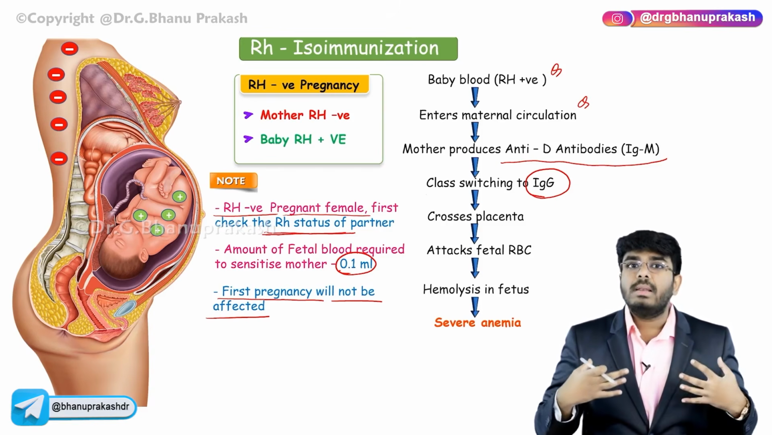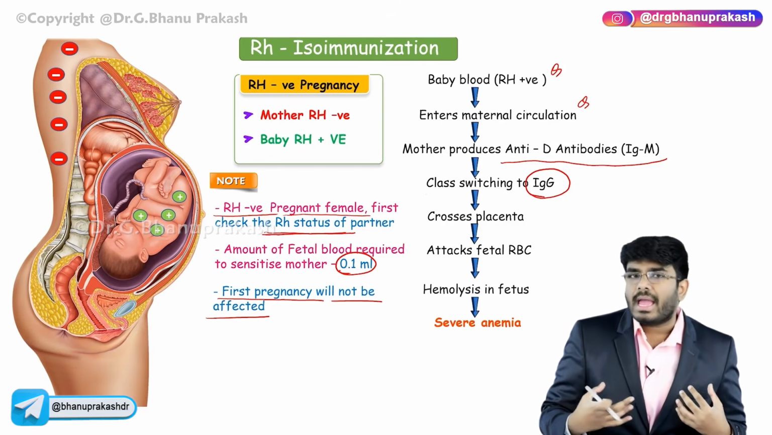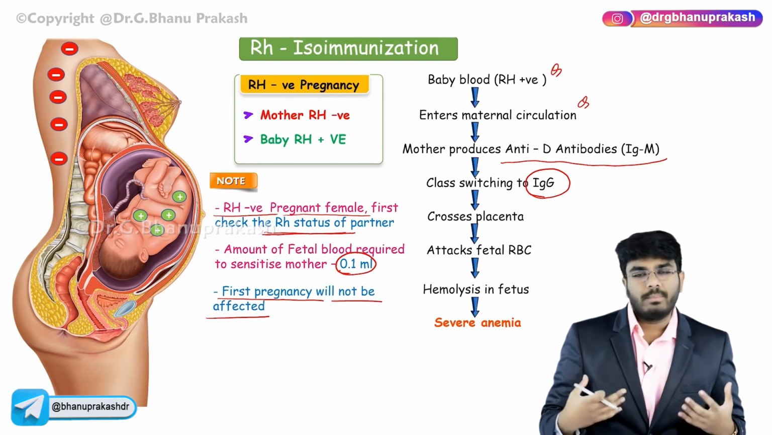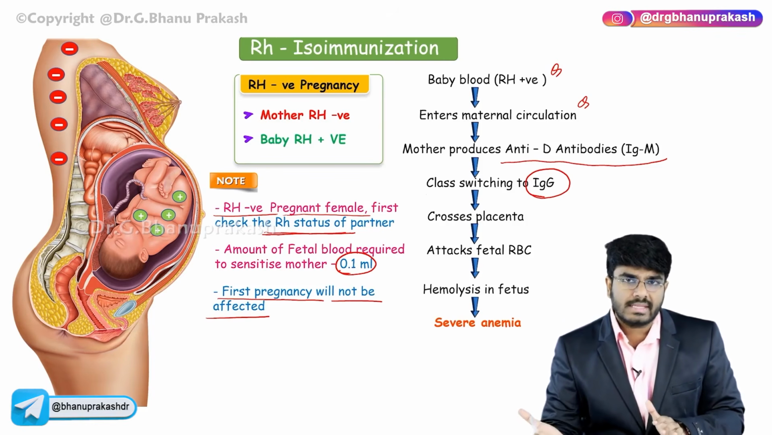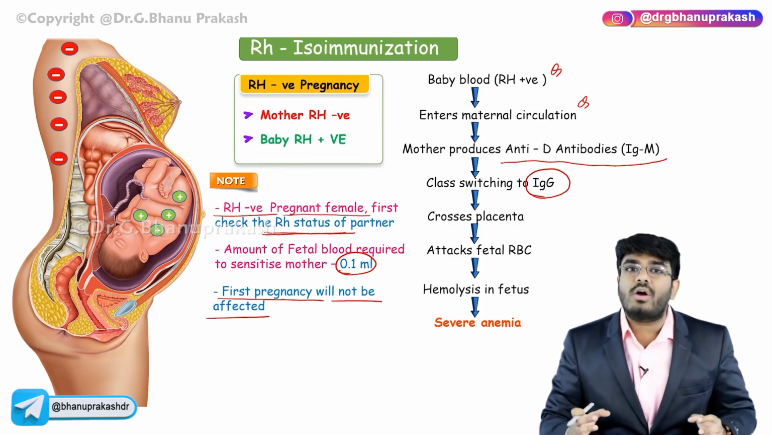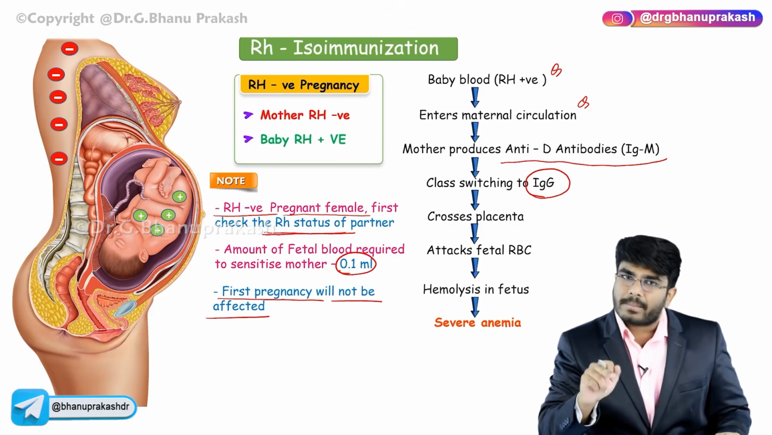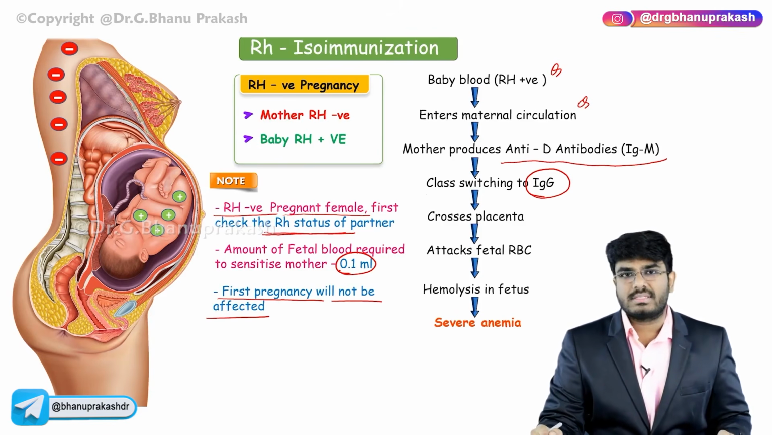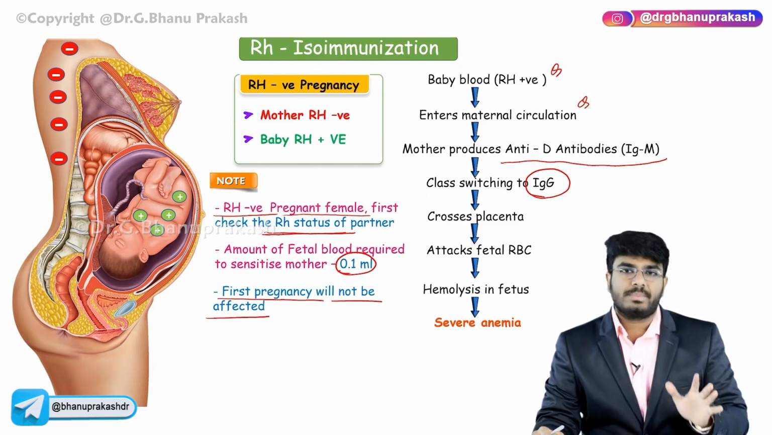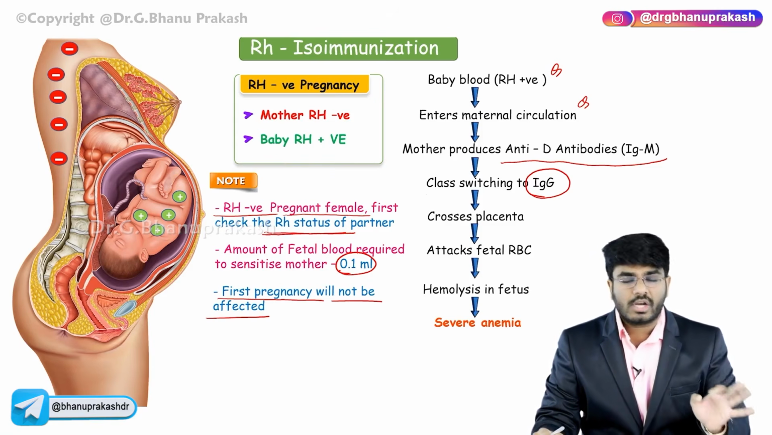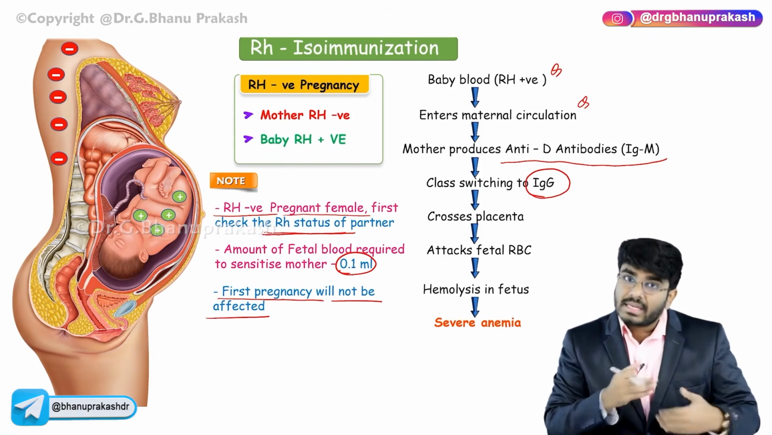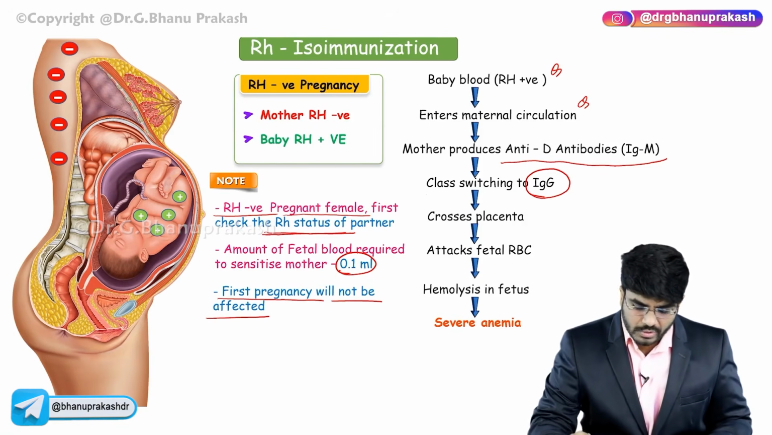Now just think logically. The baby is delivered, but the mother still has IgG antibodies in her body, in her blood. Now, if the second pregnancy is again an RH positive pregnancy, these IgG antibodies will cross the placenta, attack the baby, and kill the baby by hemolysis. So the second pregnancy is going to be affected. Usually the first pregnancy is spared. This is the concept. First baby, not a problem. Second baby, that too if the second baby is RH positive, then it's going to be a problem.